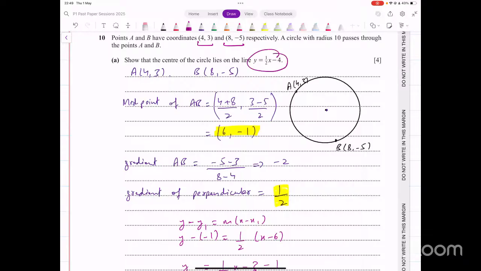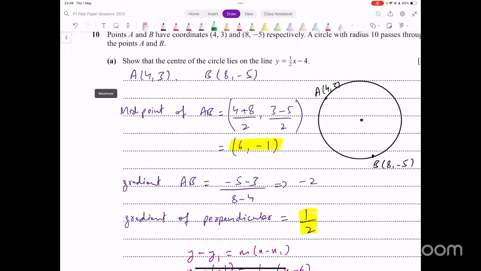Now, it is a property of circles that any chord that you have in a circle, its perpendicular bisector passes through the center of the circle. The perpendicular bisector of any chord in a circle always passes through the center of the circle.